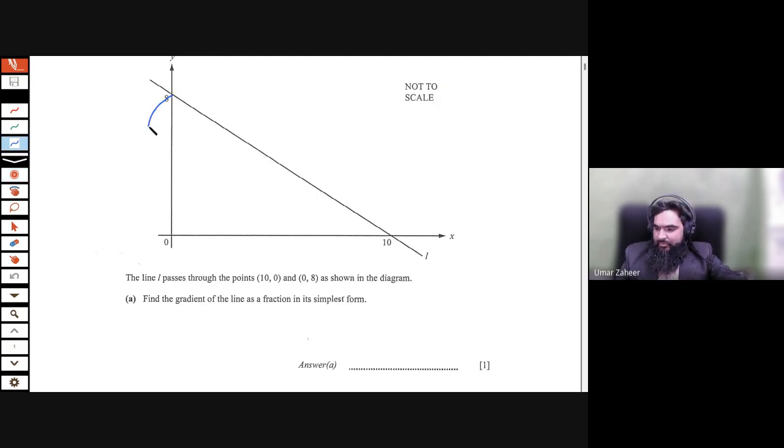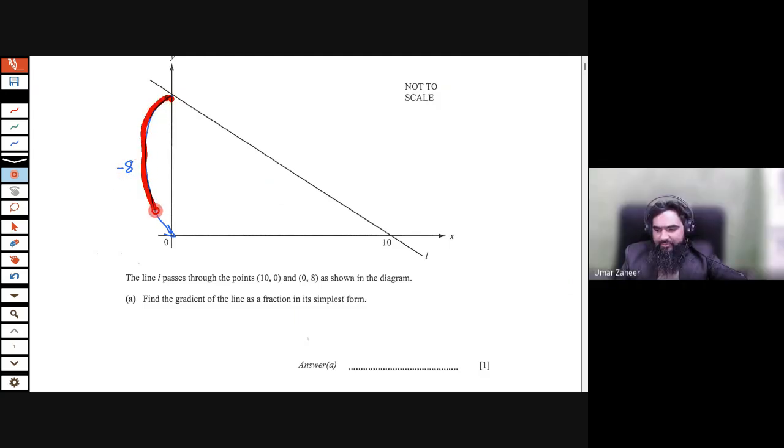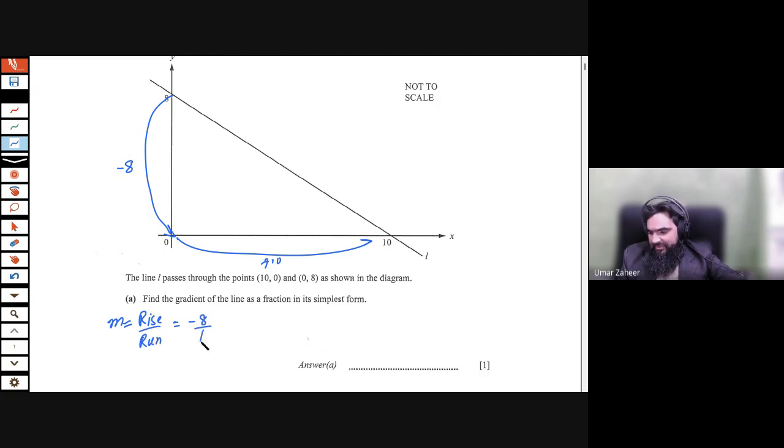Look here. It will be positive 8, minus 8, because we are moving downwards. If we are moving towards the right side, it will be positive 10. So we know that the gradient is equal to rise over run. That will be equal to minus 8 divided by 10, so it will be minus 4 over 5.